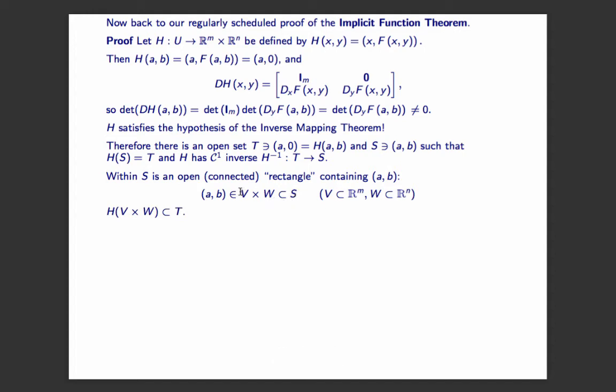So because the set of all ordered pairs from V and from W is contained in S, for which H is invertible, then H of this subset of S is contained in H of S, which is T. And of course the inverse of H, which is guaranteed to exist on S, of which this is a subset, takes H of V by W back to V by W.